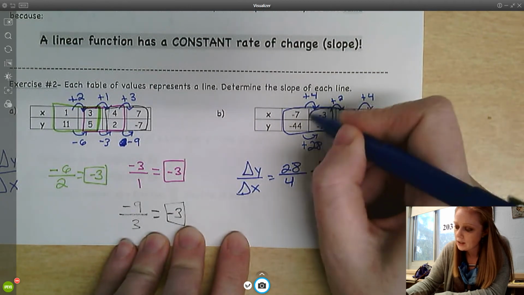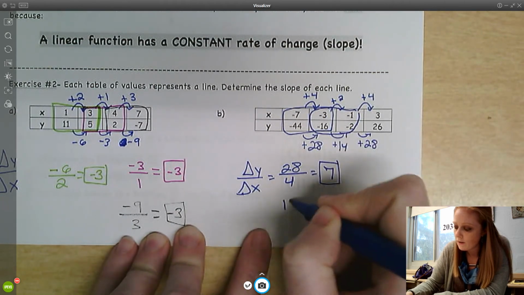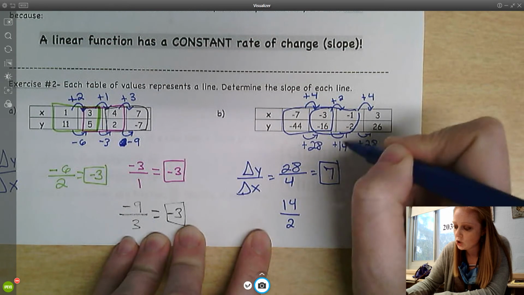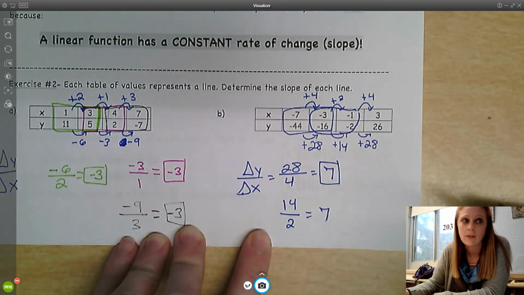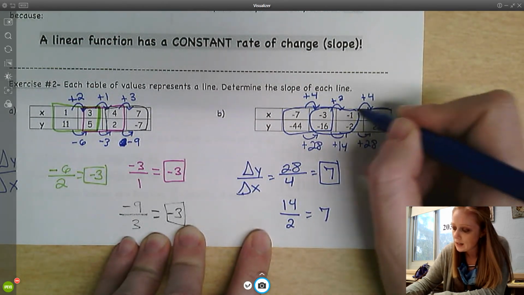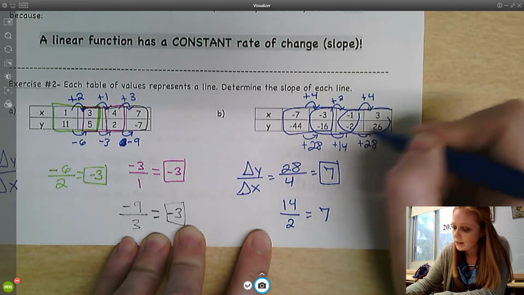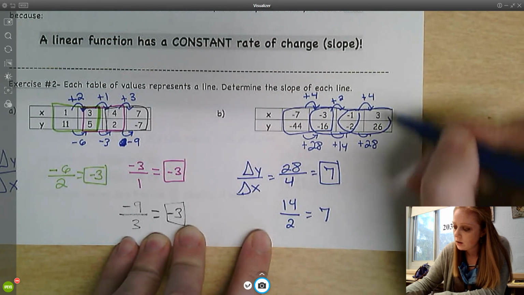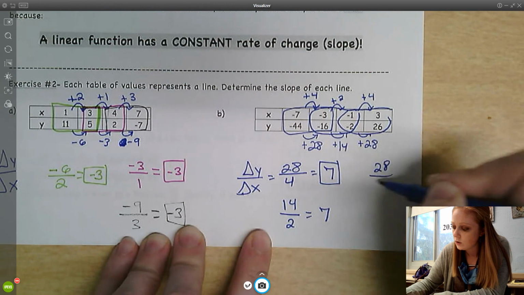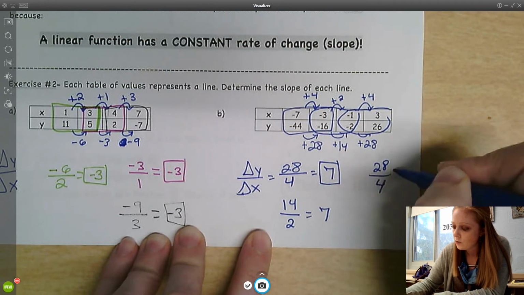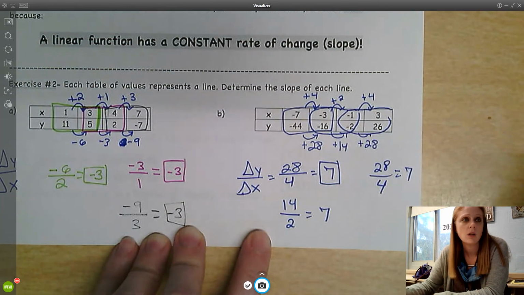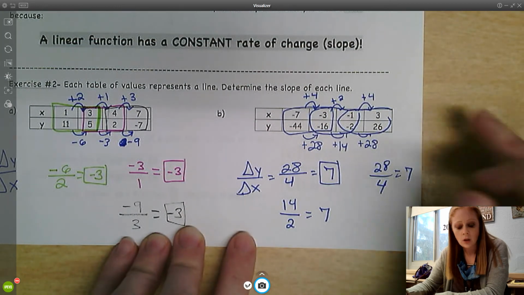What if you had picked these 2? Then you would be doing 14 over 2, change in y, change in x, which is still 7. Okay, and what if you had picked these 2? Change in y is 28. Oh, that one's the same as before. Over change in x, which is 4, and you get 7 again, because that's the same as the 28, and 4 is the same as the other one.